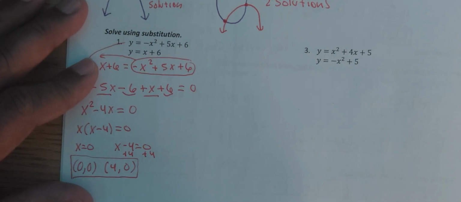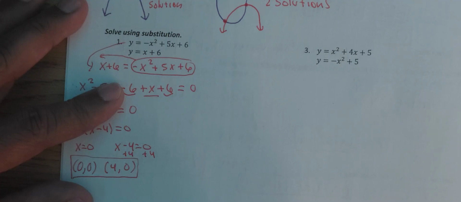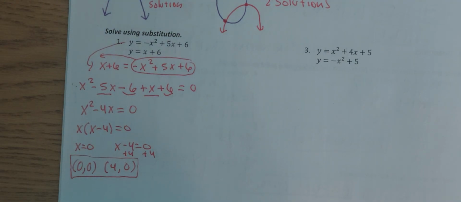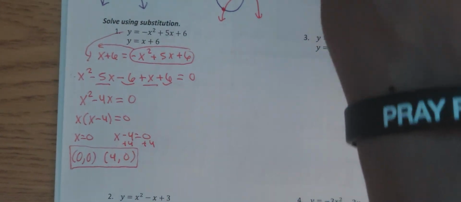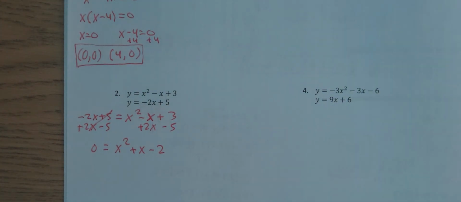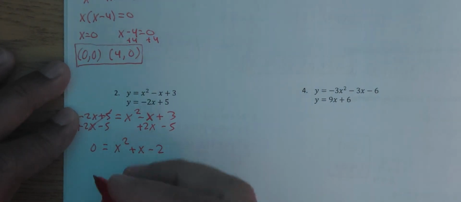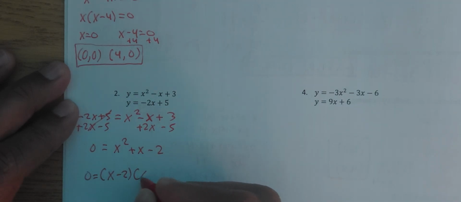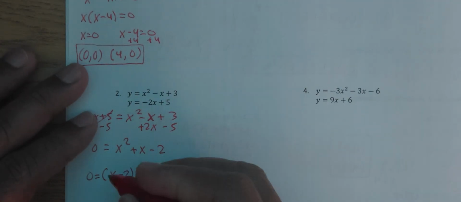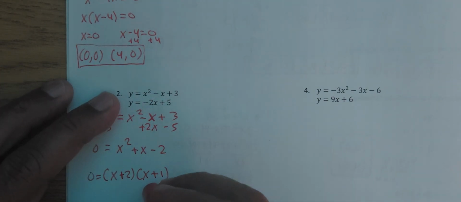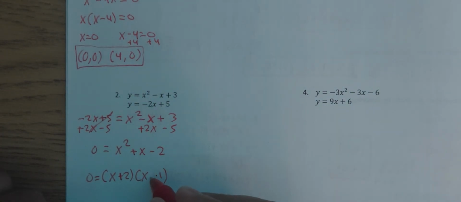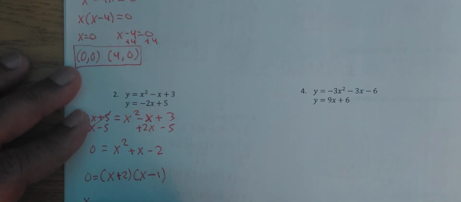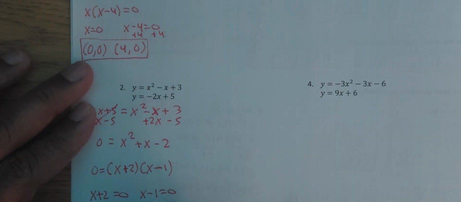So from here, we need to factor this one out. So find multiples of negative 2 that when we add them, give us a positive 1. Do those multiples exist? Think about this. And they do. So multiples of negative 2 that add to 1 are x plus 2 times x minus 1. So we get a positive 1 when we add them. So then x plus 2 equals 0, and x minus 1 equals 0. So then x equals negative 2, and this one is x equals 1.